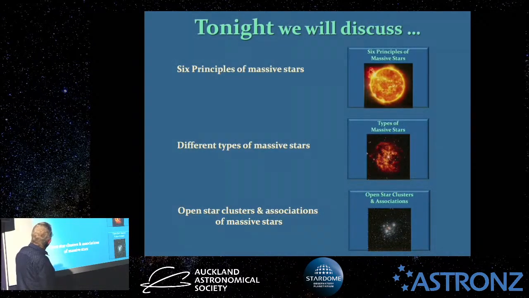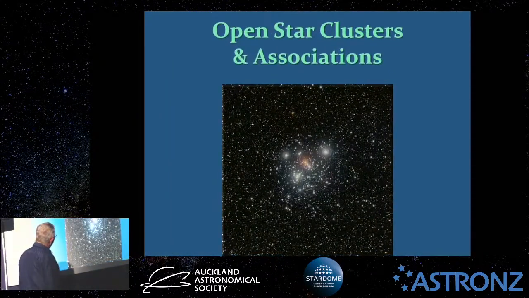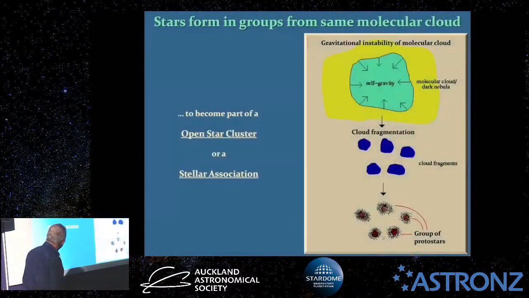So that's the principles of massive stars, the different types of massive stars, how they evolve, and it's all driven by mass loss. Open stars and associations: that's where most of these massive stars are found, in open star clusters and associations. The reason being, as we've talked about, stars form from giant molecular clouds that start fragmenting into smaller fragments, and they develop into stars. All these fragments tend to stick together, as little groups of protostars, and the final stars they form are left in little groups.